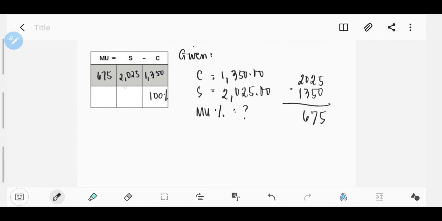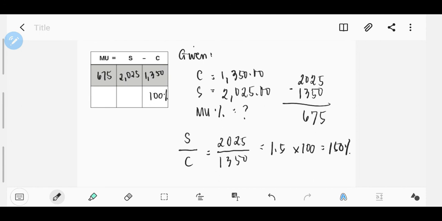Paano nga natin ma-determine yung selling rate? So, selling price divided by cost price. That gives us 2025 divided by 1,350. Gamit na ako ng calculator. That is 2025 divided by 1,350. Sagot ay 1.5 times 100. That's 150%. Okay. So, ilalagay natin yung 150% dito.